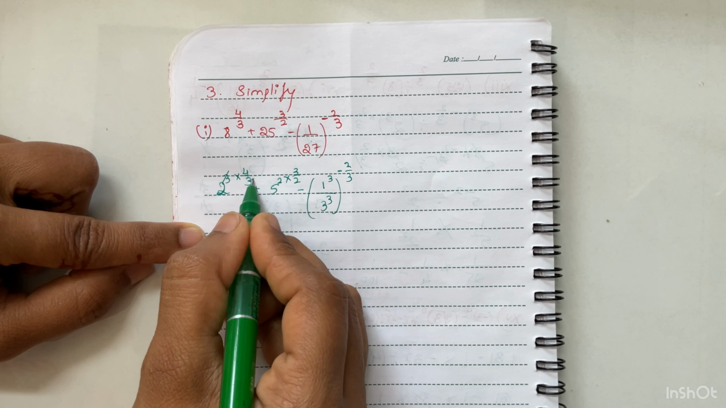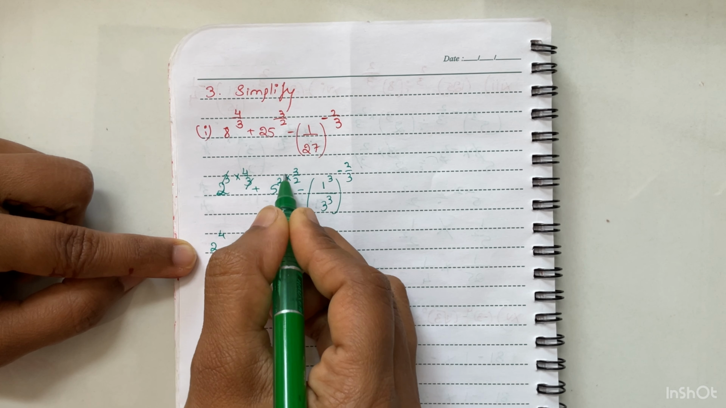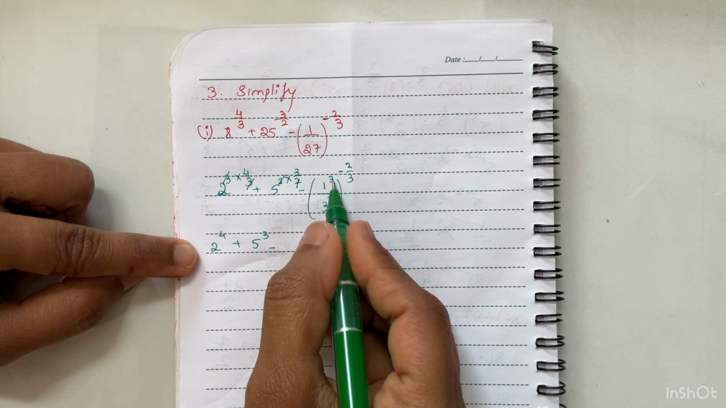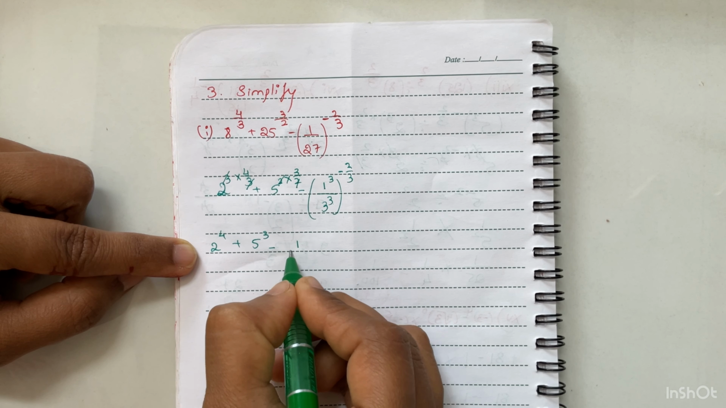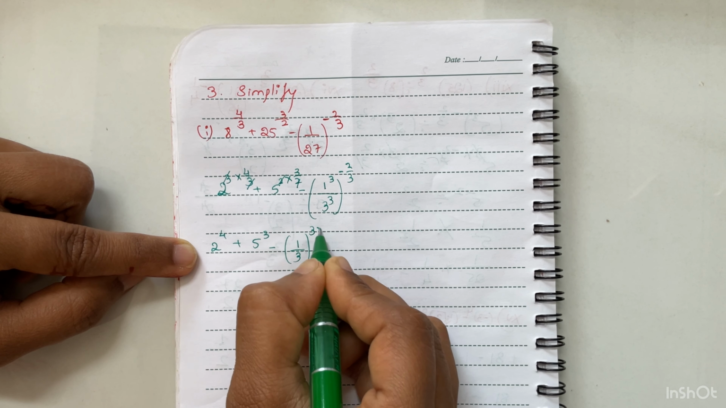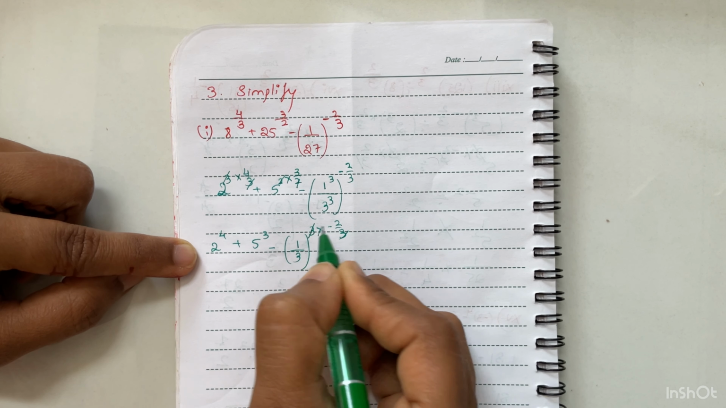Now see here 3 gets cancelled, what is left? Only 2 raised to the power 4, plus here 2 gets cancelled, what is left? 5 raised to the power 3. And see here both powers are same, let me take it common. So what is left? Base as 1 by 3 and power 3 common, no? Same, and I have taken common. Now minus 2 by 3 and 3 get cancelled.